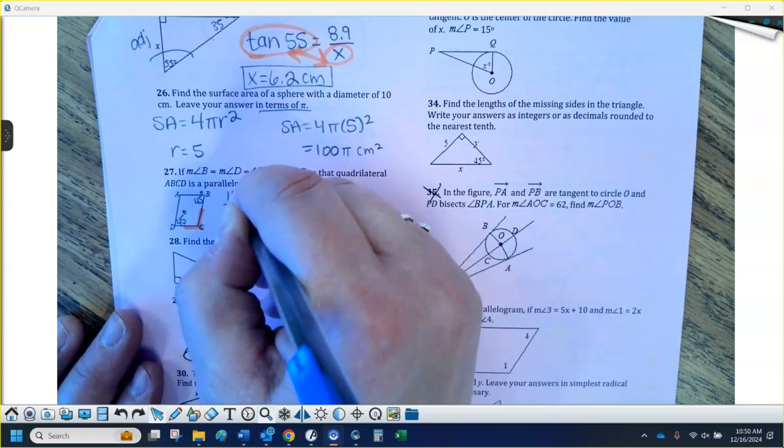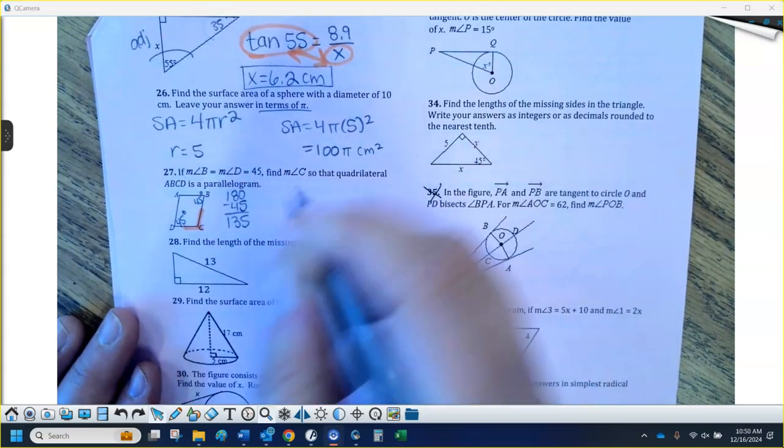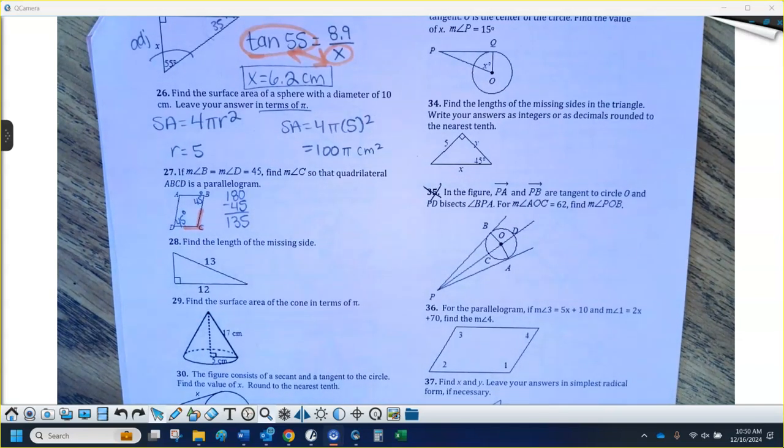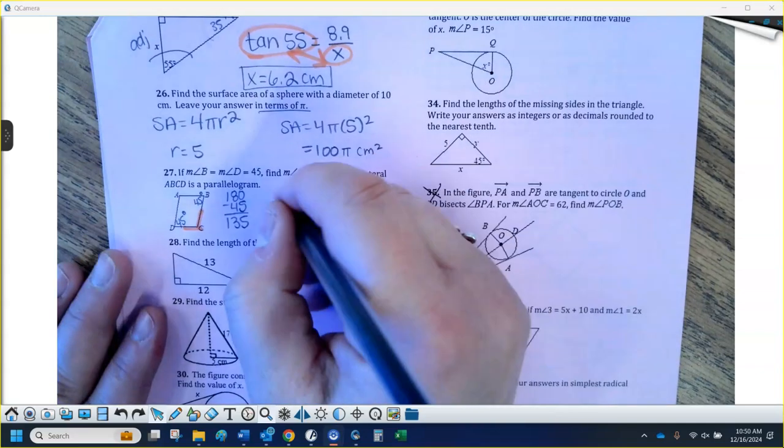Just do 180 minus 45 is 135. Any two angles as you go around here, if it's a parallelogram, like B and C have to add up to 180, C and D have to add up to 180, D and A have to add up to 180. Actually, angle C and angle A are exactly the same.